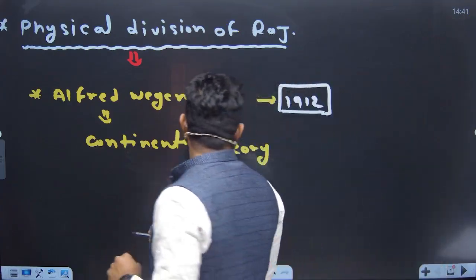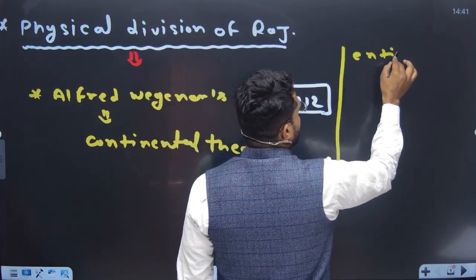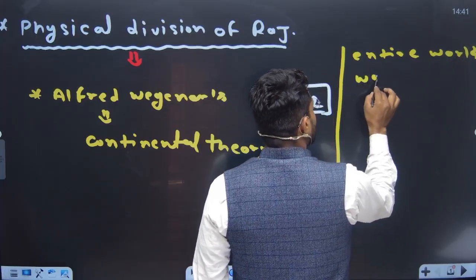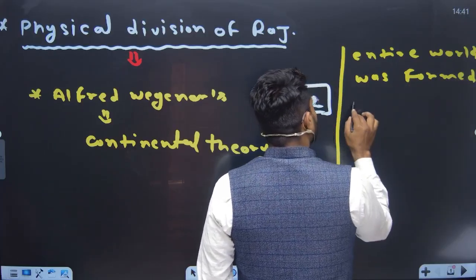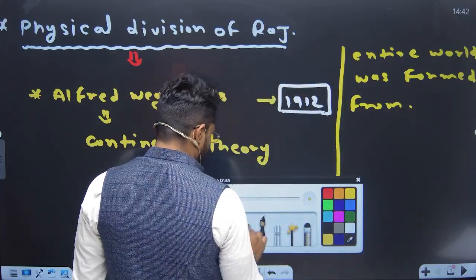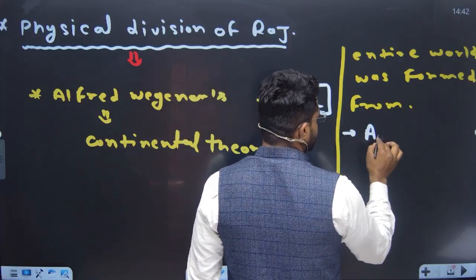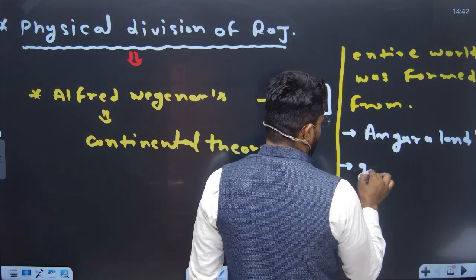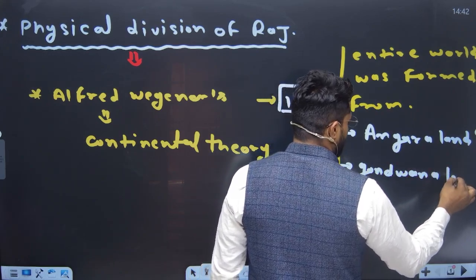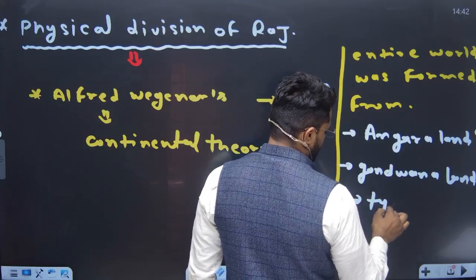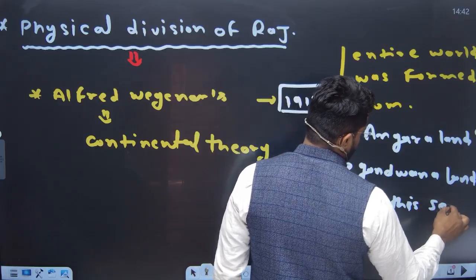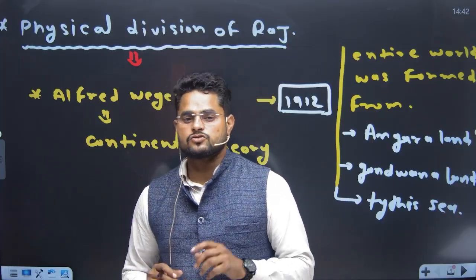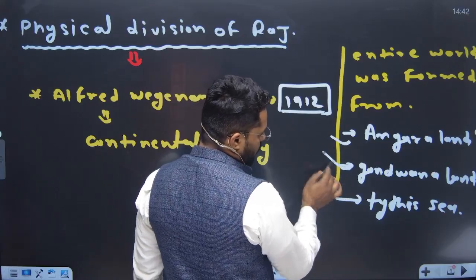So the moral of the story is that, according to Wegener, the entire world was formed from Angara land, Gondwana land, and Tethys Sea. The entire world is the remains of Angara land, Gondwana land, and Tethys Sea. So our Rajasthan is also formed from Gondwana land and Tethys Sea.